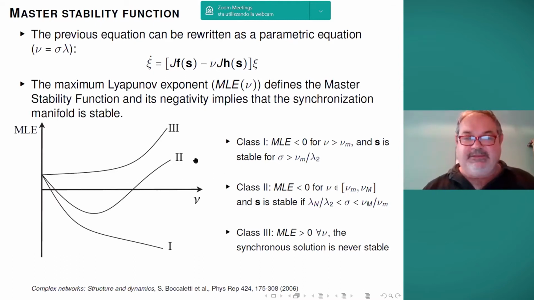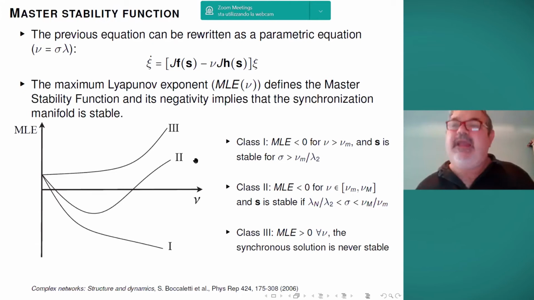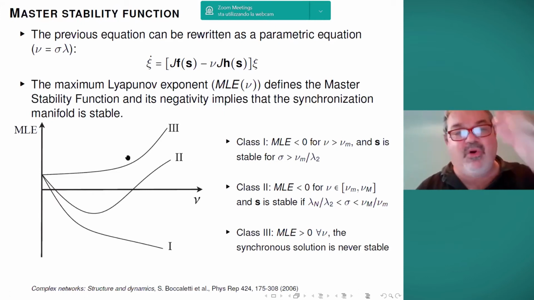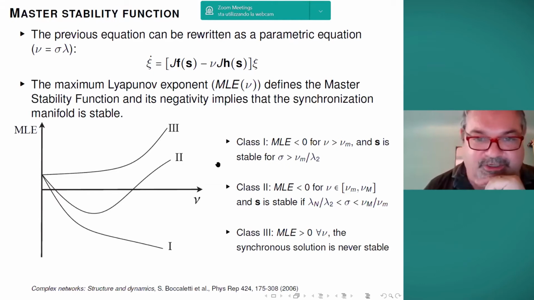So the master stability function is very elegant, as you see. In a single function, I give you all possible networks. And I can immediately make a prediction on the synchronization threshold, and I could stay here speaking at least 2 hours saying how many predictions you can make with this function. Actually, you can make many more than just simply calculating the threshold for synchronization.